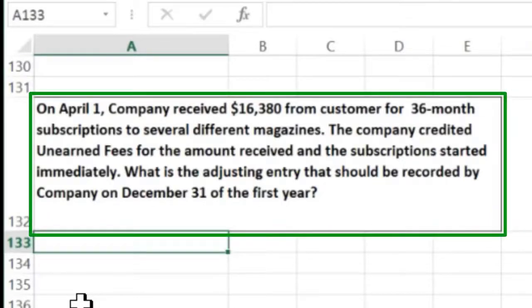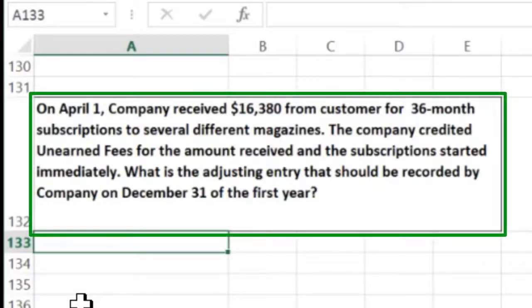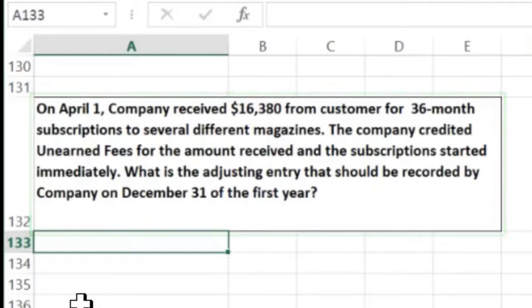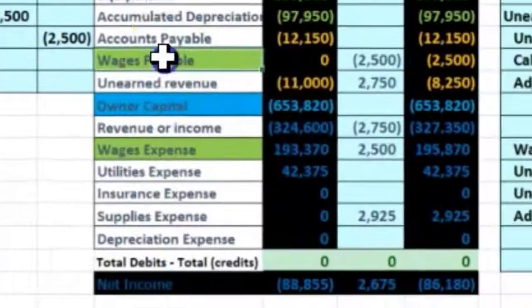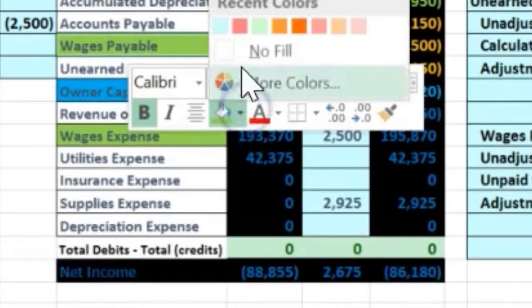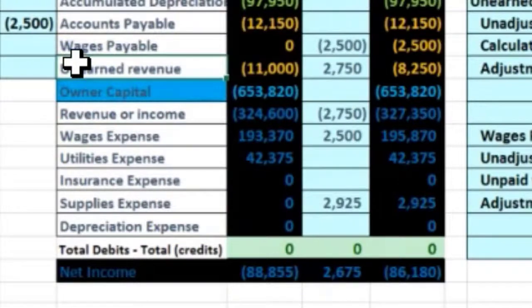The company credited unearned fees for the amount received, and the subscription started immediately. What is the adjusting entry that should be recorded by the company on December 31st of the first year? Okay, so the idea here is we want to first see what happened and then do the adjusting entry. So I'm going to go back over here and we're just going to take a look at a trial balance, unrelated trial balance, but we can kind of glean some idea of what needs to happen from it.